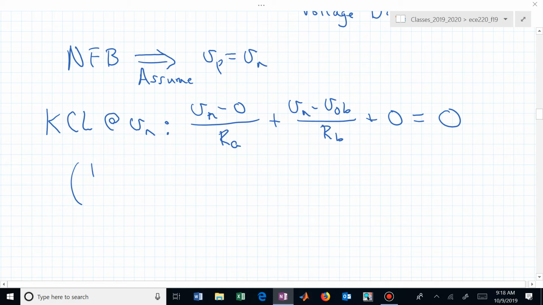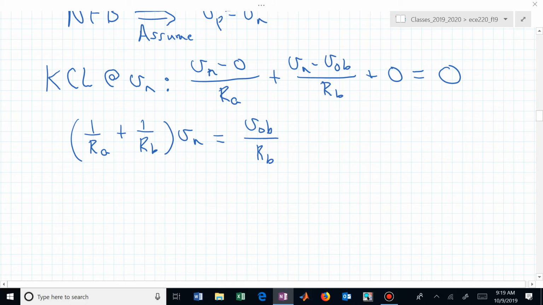If we start collecting terms, we now have 1 over R sub A and 1 over R sub B that are going to weight V sub n. Let's put V sub OB on the other side, and now let's multiply both sides by R sub B and realize that R sub B over R sub B is 1. We now have 1 plus R sub B over R sub A, and interchanging those terms, V sub n is equal to V sub OB.